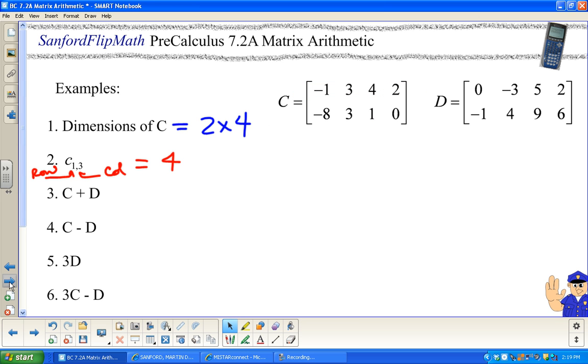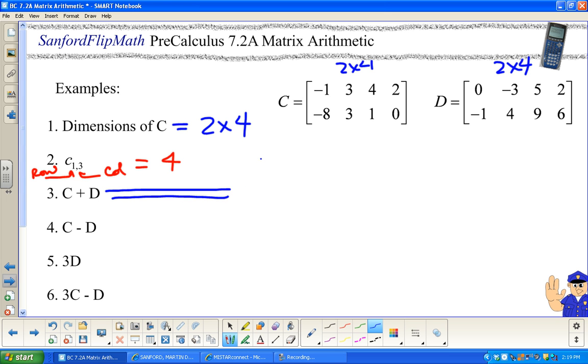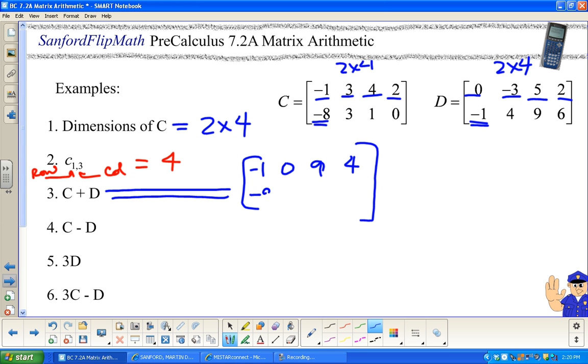All right, so now we're going to add C plus D. Well, this is a 2 by 4 plus a 2 by 4. Those match, so we can actually do this, and the answer will be a 2 by 4. Okay, and we're just going to add. So -1 plus -1, plus 0, 3 plus -3, 4 plus 5, 2 plus 2. Okay, that's the first row. Okay, second row, first column. 3 plus 4 is 7, 1 plus 9 is 10, 0 plus 6 is 6. And we're done with that. That's it.